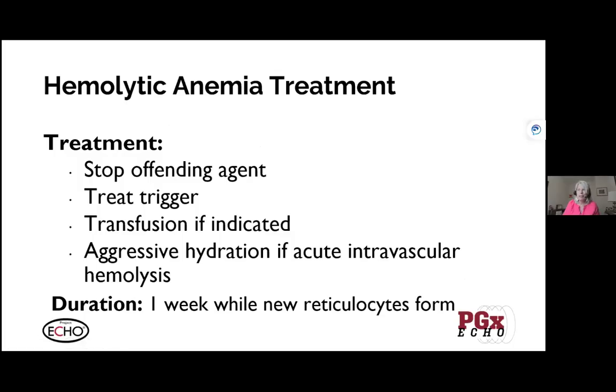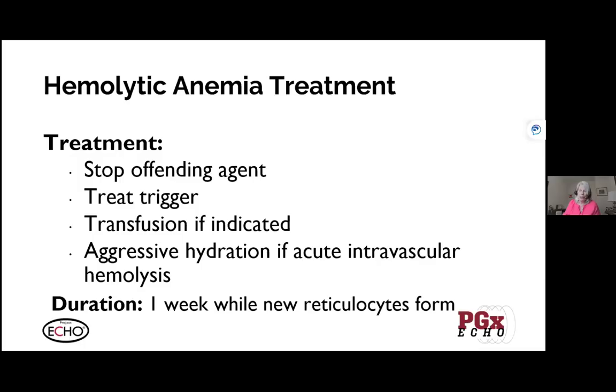How to treat hemolytic anemia: you stop the offending agent, treat the trigger. So if there's an infection, you definitely want to treat the infection. If a transfusion is indicated, then that should occur, and aggressive hydration.